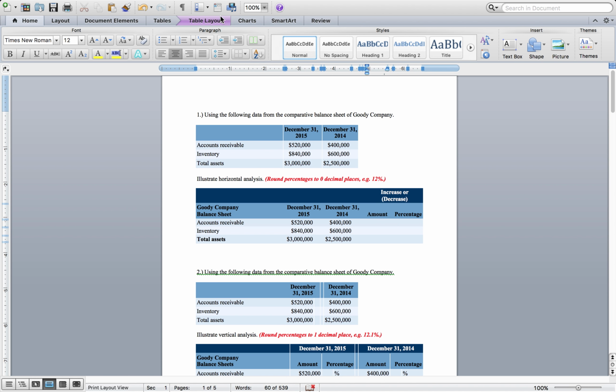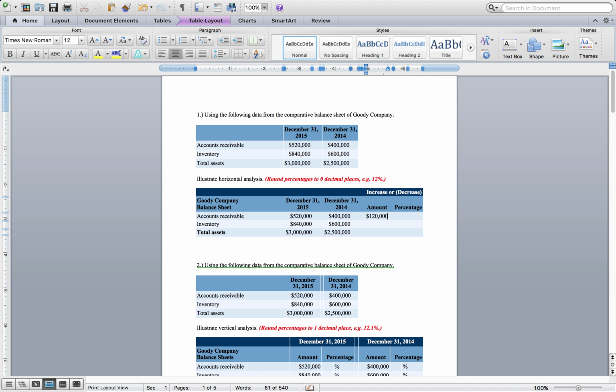So for the first account, we see here the amount, it went up from 2014 to 15. Subtract the 520,000 minus 400,000. That'll be went up $120,000. Keep doing that for the next one. For the inventory, inventory went up now $240,000. And the last one, total assets went up $500,000.